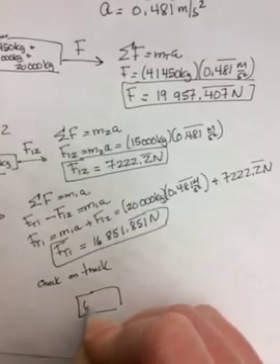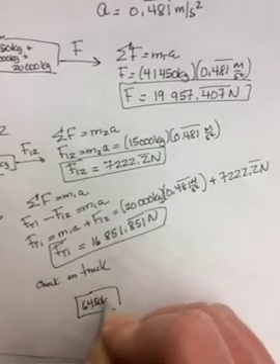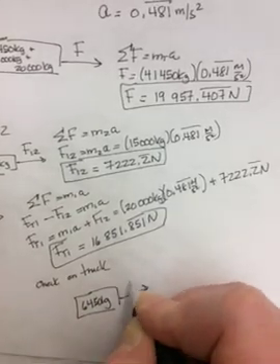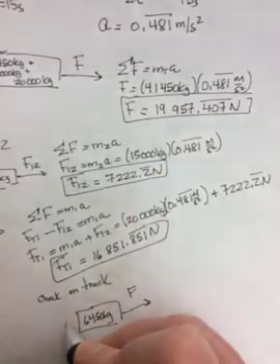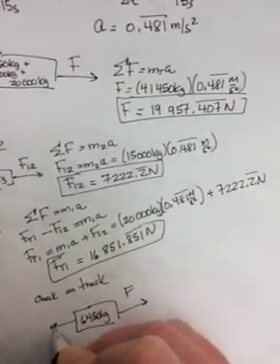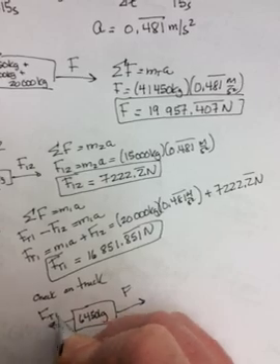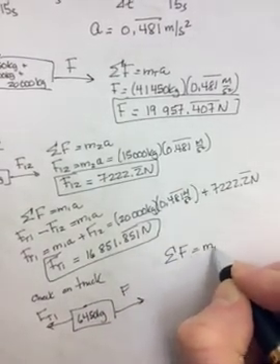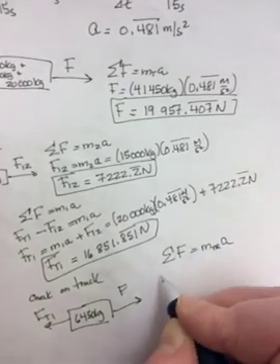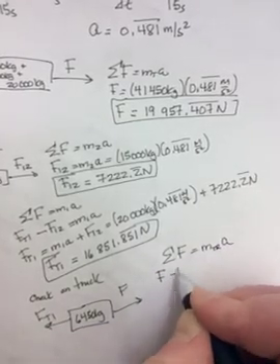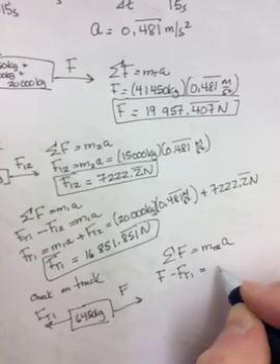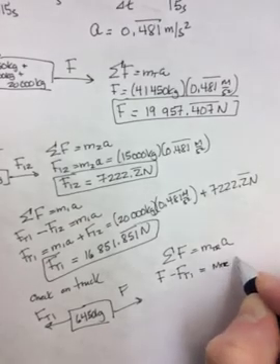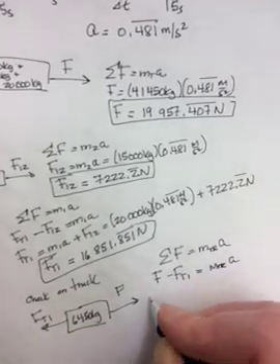So looking at the truck, it was 6,450 kilograms. Pulling forward is this force of 19,957. Pulling back is the truck on number 1. So sum of the forces will equal mass of the truck times A. So it'll be F minus F1T will equal mass of the truck. I'm writing TR there so you don't think it's total.